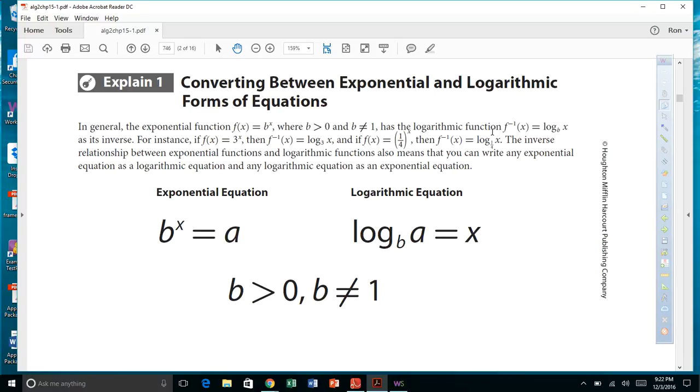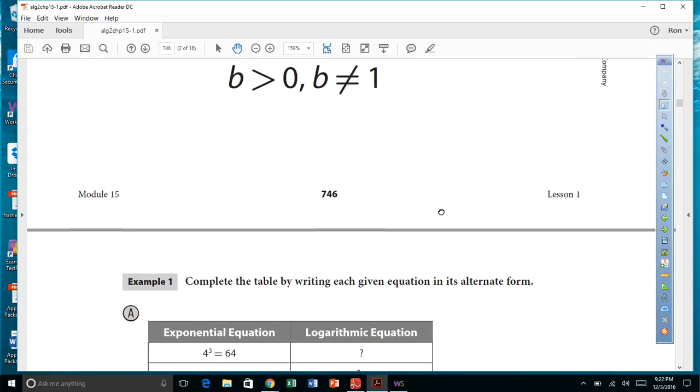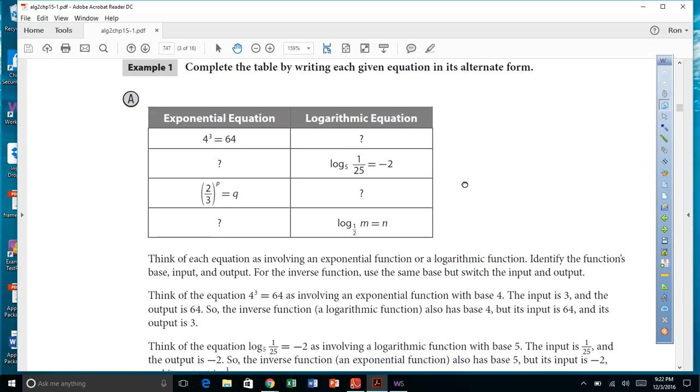The inverse relationship between exponential functions and logarithmic functions also means that you can write any exponential equation as a logarithmic equation and any logarithmic equation as an exponential equation. So take a look at the relationship. Exponential equation: b to the x equals a. Logarithmic equation: log base b of a equals x, where b is greater than 0 and b is not equal to 1. That's real handy when solving these equations.